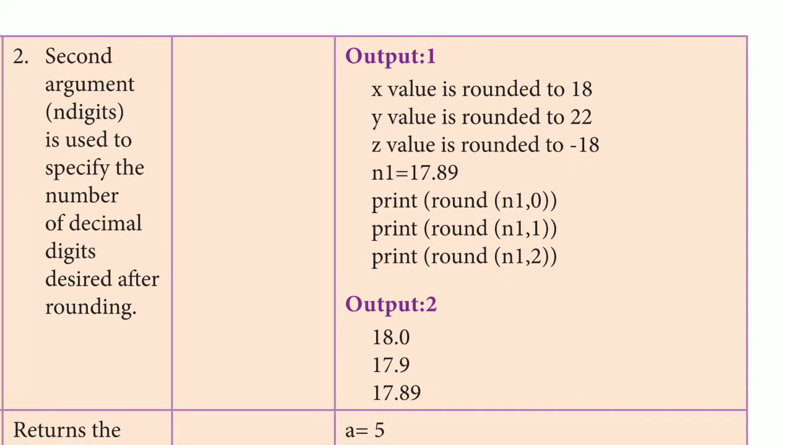Here you can see that n1 is given, and n1 comma 0 means it will be totally rounded and provided as 18. 17.889 with 1 means it will consider only one digit and convert it to 17.9, and 2 means it will consider two digits after the decimal point and print 17.89.